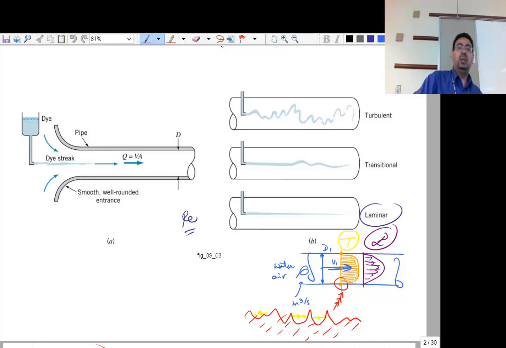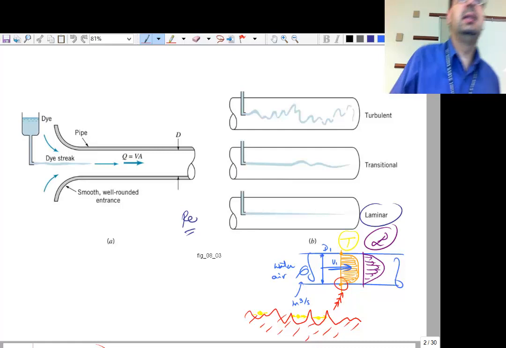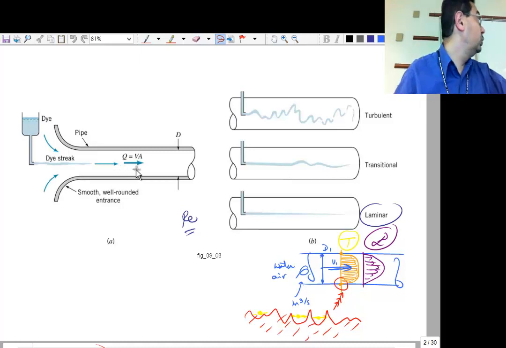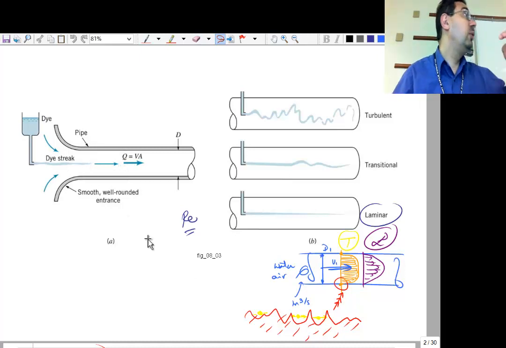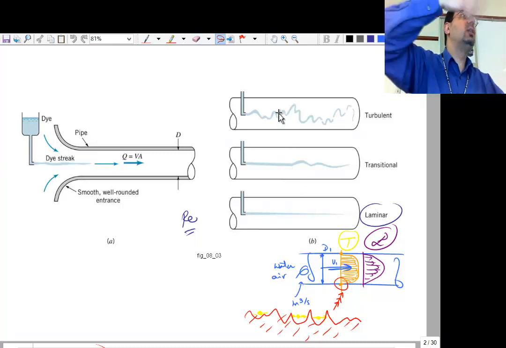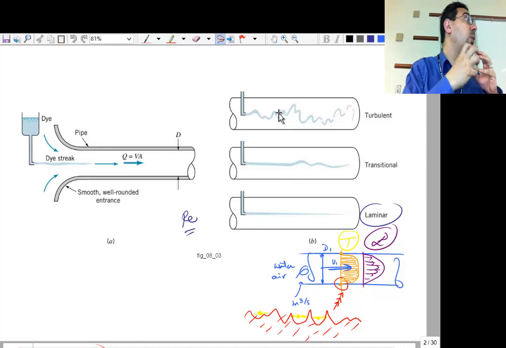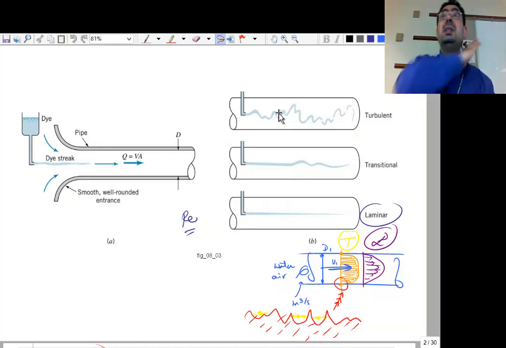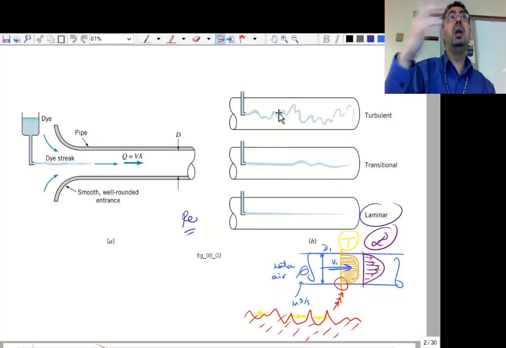So the guy who first did this was Reynolds. He basically knew that if he put a dye in a pipe flow and watched the dye, at very small velocity the dye stayed laminar like this, and then once he increased the velocity, the dye started going up and down. So he realized that the fluid carrying this dye goes up and down, up and down, together with the uniform or average velocity, which is basically to the right.